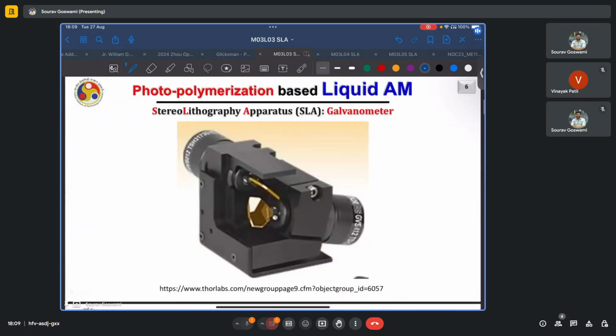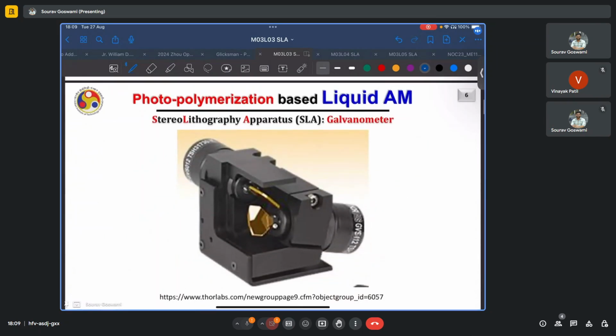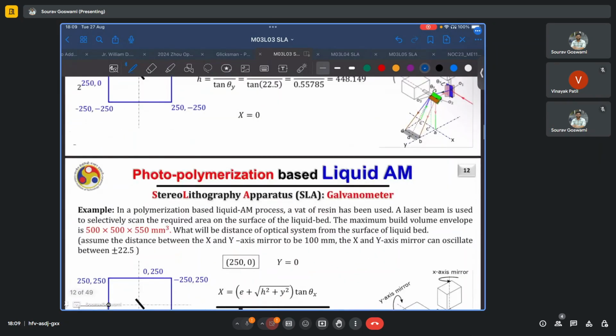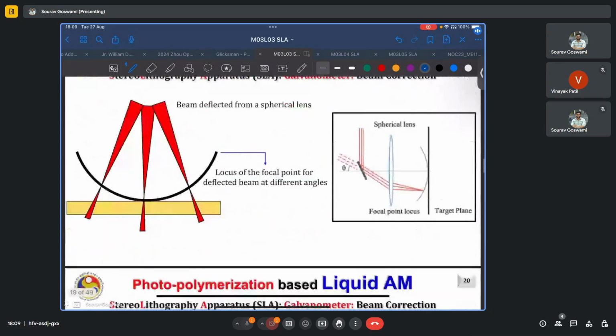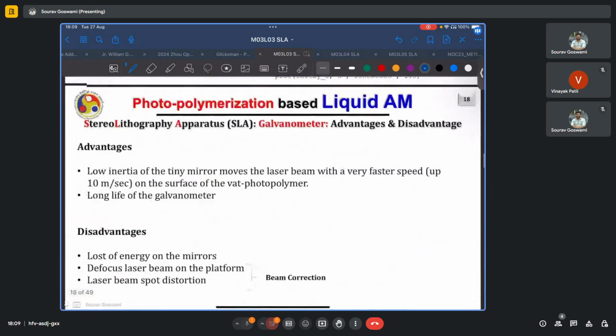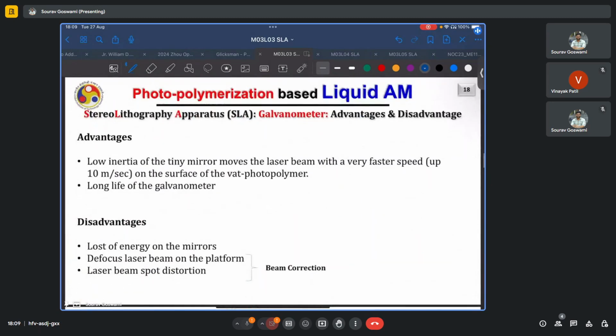Today we'll be talking about the galvanometer, which you already know. Previously we had looked at the galvanometers and we were discussing the advantages and disadvantages of it. As we know, it has very low inertia, which allows for quick movements, and the laser beam can scan with very high speeds, up to the order of 10 meters per second, as shown here.